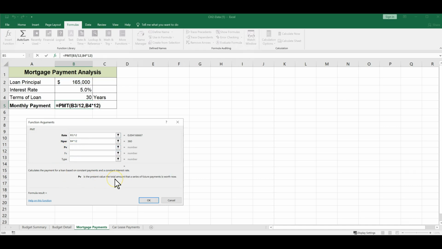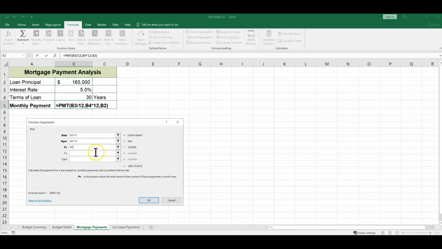PV is the present value. It is a long, complicated financial discussion of present value, but what it really is, is how much is my mortgage, how much am I borrowing right now? So I'm going to borrow $165,000 as my mortgage, right? As I'm doing this formula, you'll notice there's some calculations that are showing up right here. So it's saying a negative 885.